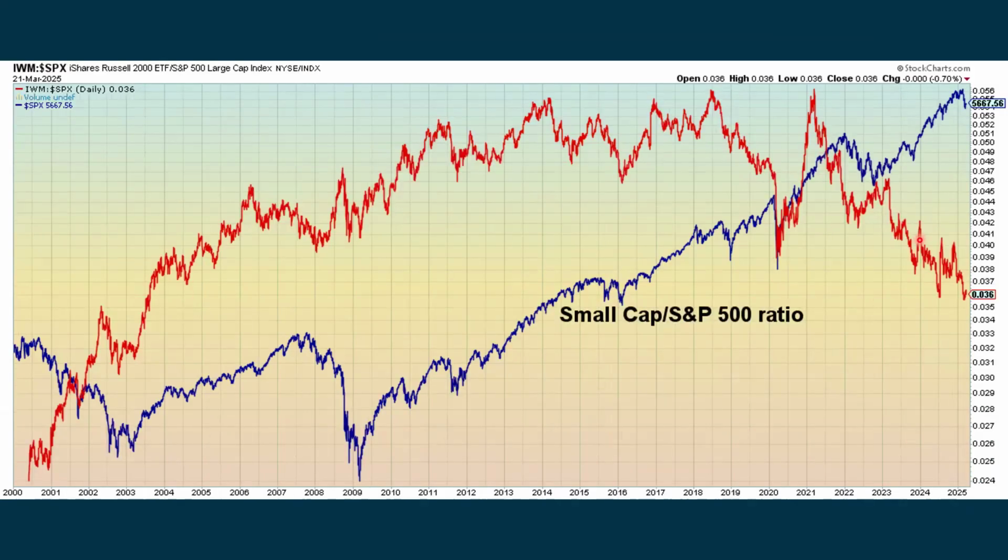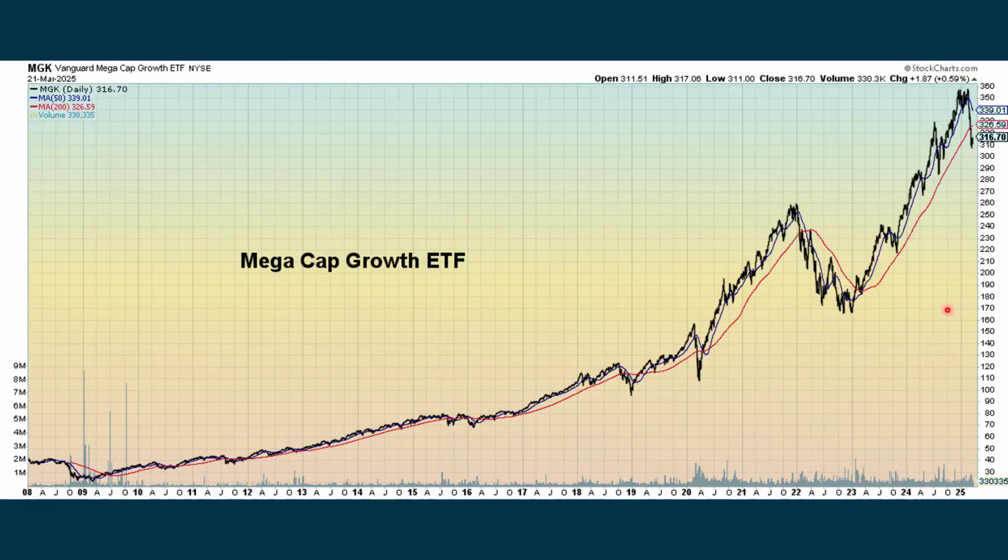And this red line is the ratio between small caps and the S&P. The blue line is the S&P. They've both been going down lately, but small caps have just not been doing very well. Mega cap growth is actually falling underneath its 200-day moving average.